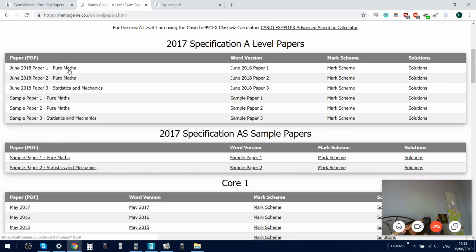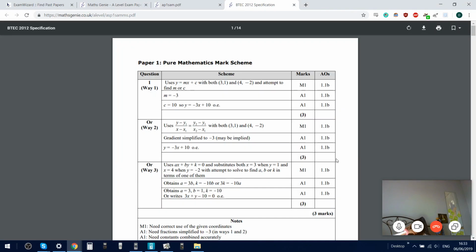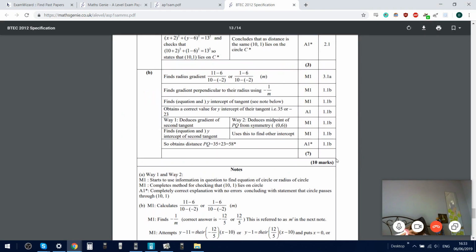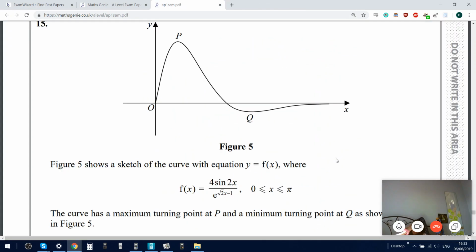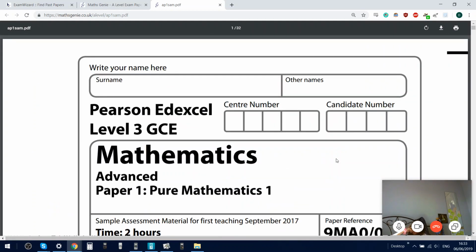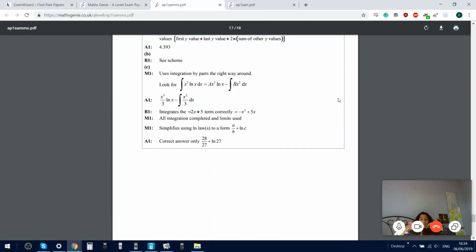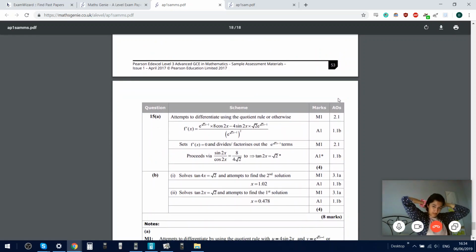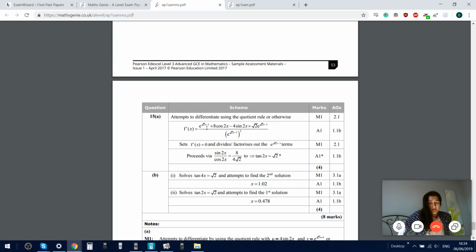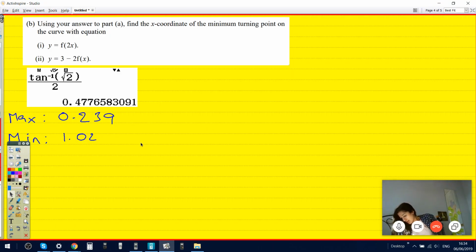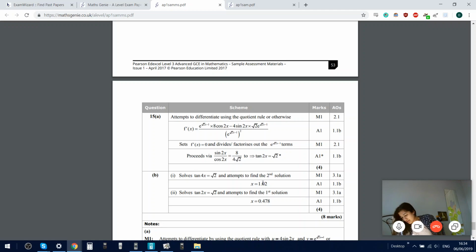Max scheme. Sample paper 1 max scheme. This is 15. Is this the right paper? Sample paper 1 max scheme. 1.02 and 0.478. That's just the 0 point. Ah, yeah, so x equals.